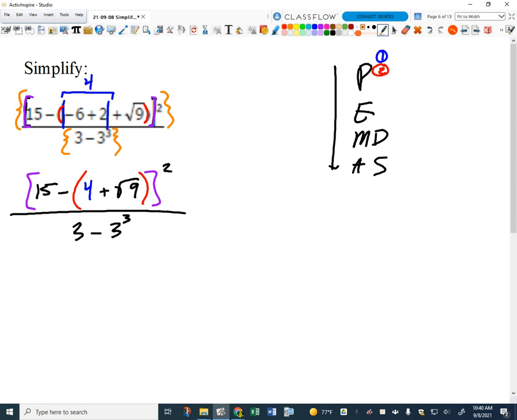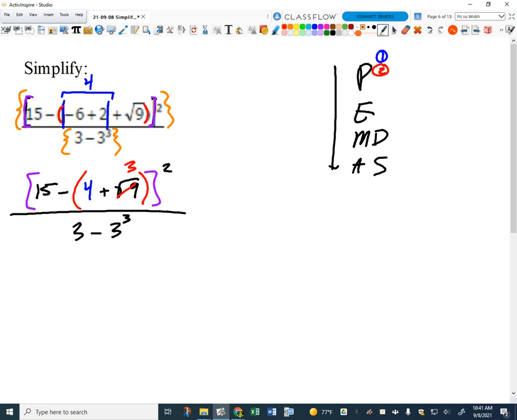So what would I technically have to do first? The square root, because that counts as an exponent, right? It's exponents and roots. So I would turn that into a 3. There's no multiplication. Then I would come down and do addition, and I would get 4 plus 3 is 7, right? I'd get from the red.